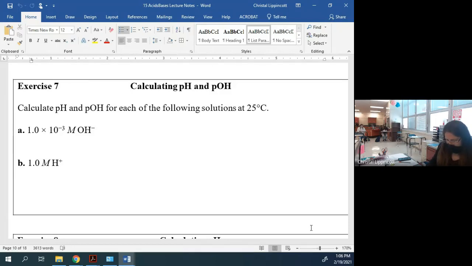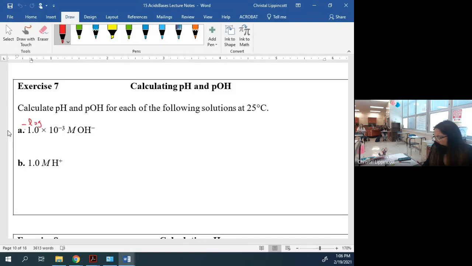All right, so I'm going to take my calculator. I'm going to take the negative log of this value. So take the negative log of 1 times 10 to the negative 3. And you should end up with 3. So the POH equals 3. So then your pH, we subtract 3 from 14, should be 11.